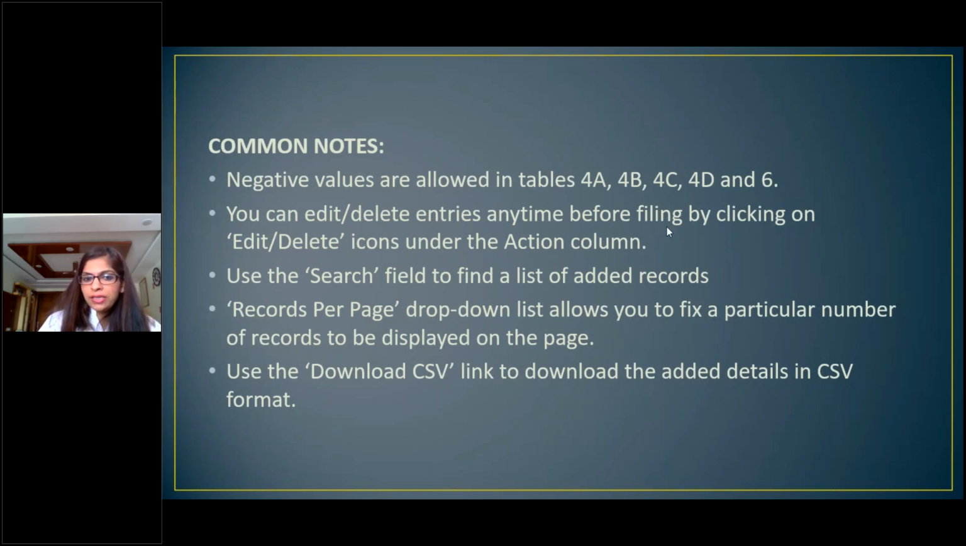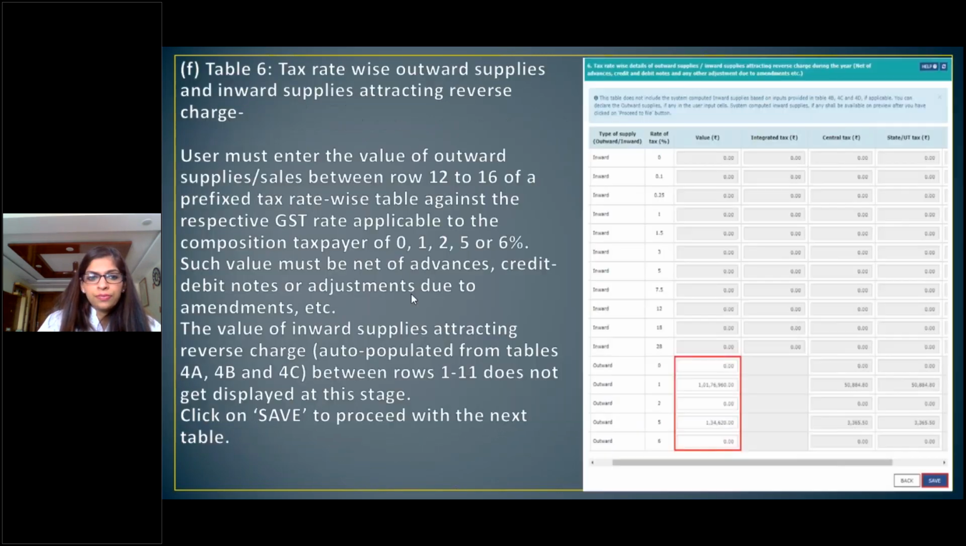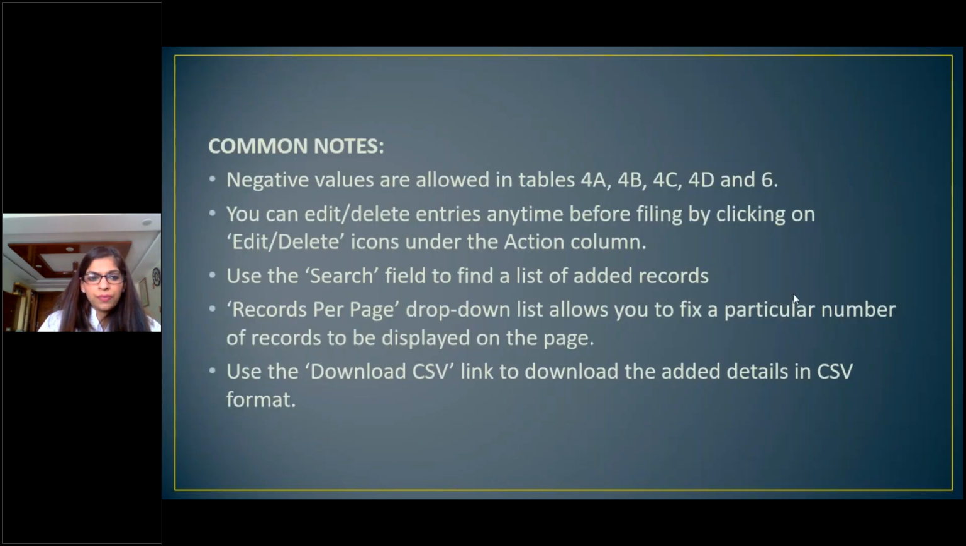You can add or delete the things. Use a search field if you want to find a list of added records. Records per page drop down list allows you to fix a particular number of records. You can fix it up. And use the download CSV link to download the added details in CSV format. If you want to download whatever details you have input into the system, it's available in every return on the GST portal, that you can download whatever you have input into the data.